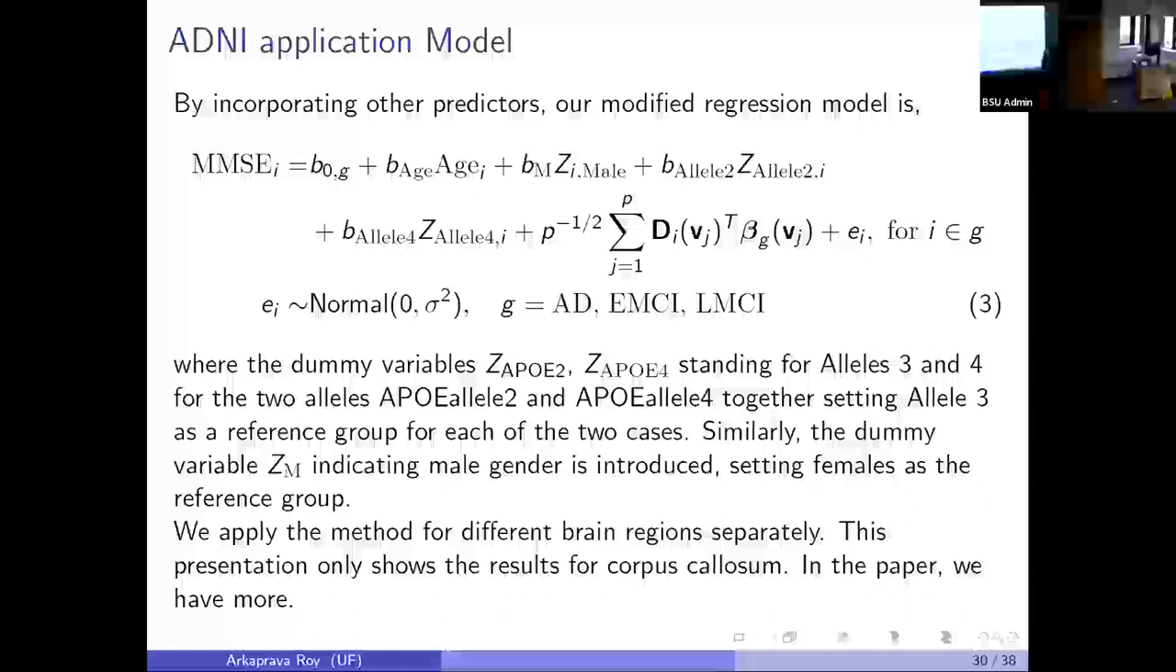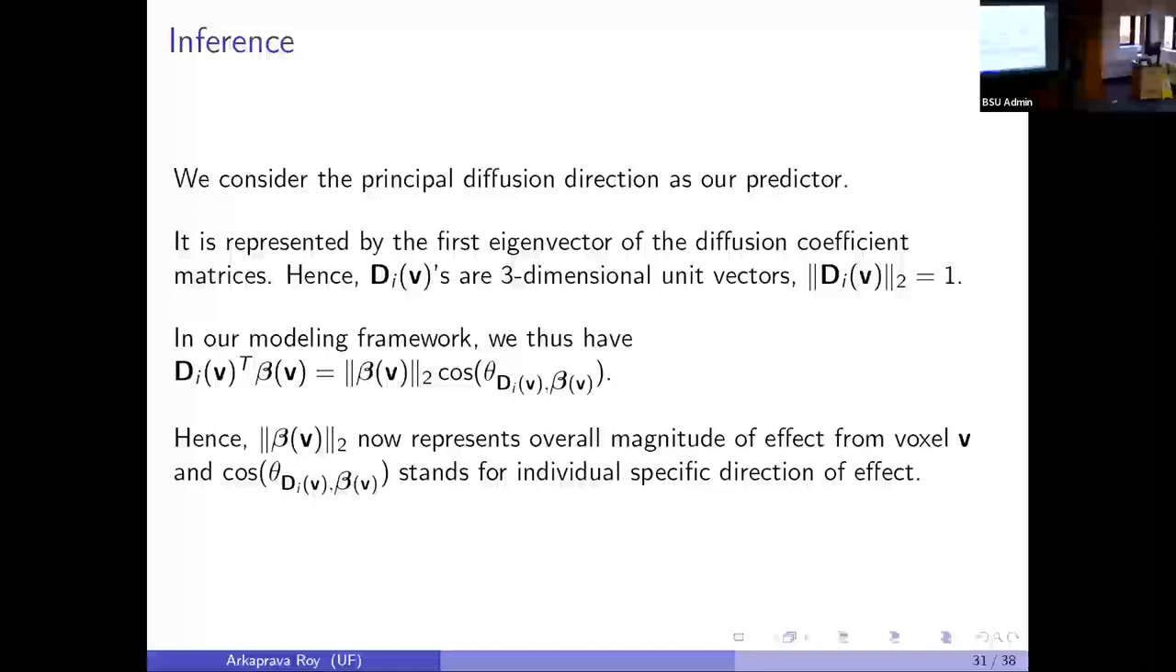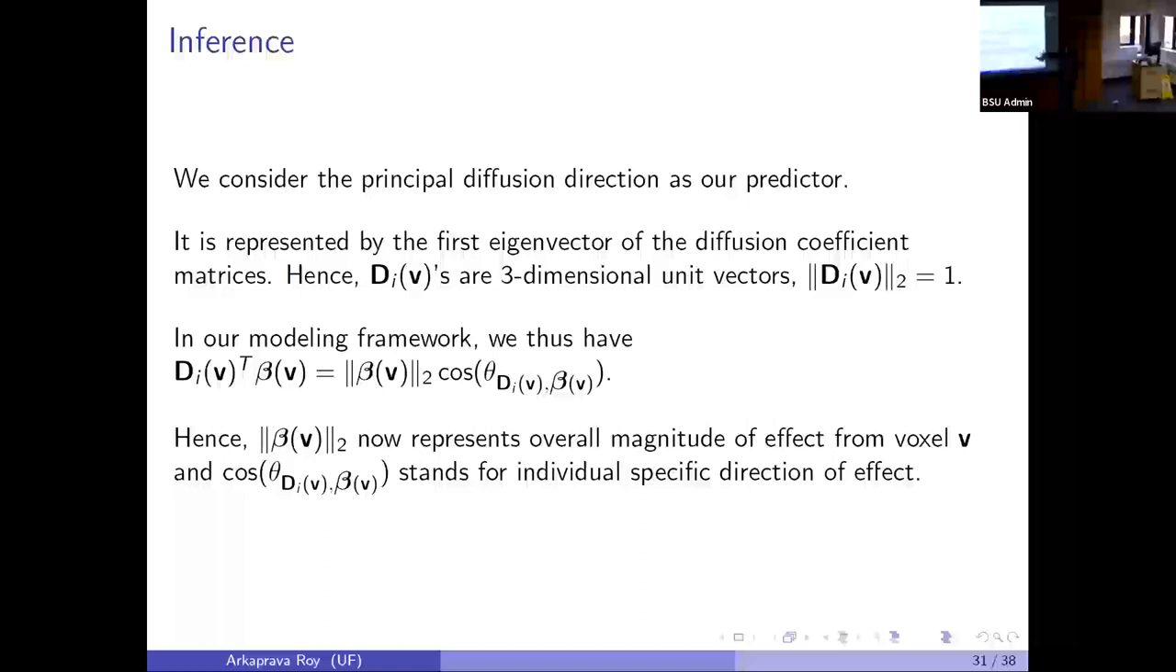So after applying this, specifically, this is a special case where the DIVs are three-dimensional unit vectors in our particular case. At each imaging location, if we estimate the DIV transpose beta V, it can be decomposed like this: one is the norm of beta and then the cosine of these two vectors. So essentially it gives a very nice interpretation: the beta norm tells us the overall effect of that particular voxel. And this component ranges between -1 and 1, so this value tells us the individual specific changes.